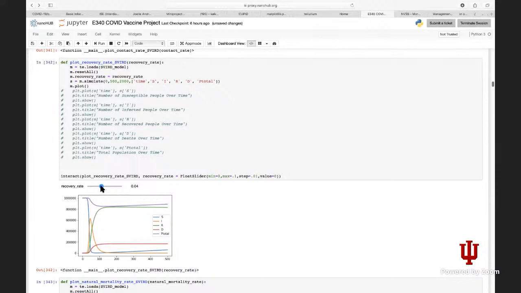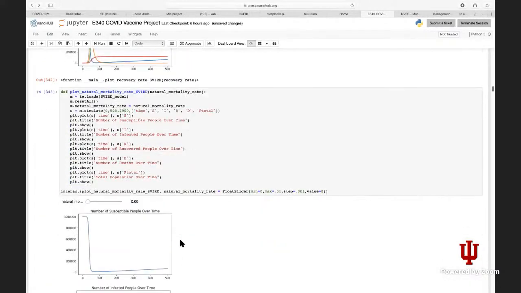And as we have more people recover, then we see that the total population also gets higher over time. As we see more people recovering, we're also seeing fewer, well, I guess the deaths aren't dependent on the recovery, but we are seeing an increase in recovered individuals, which is what we're expecting if we increase the recovery rate.